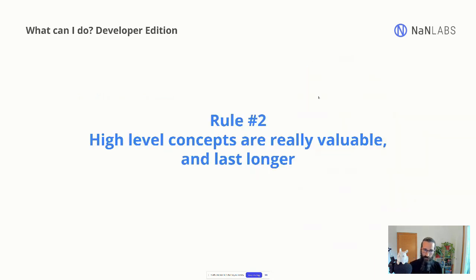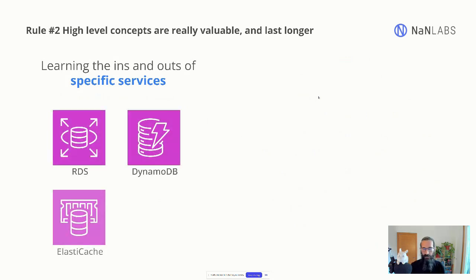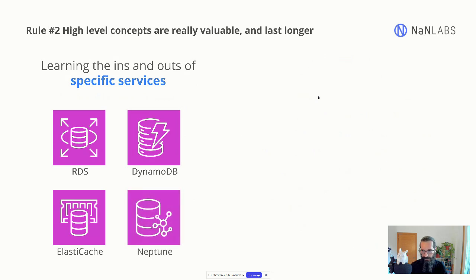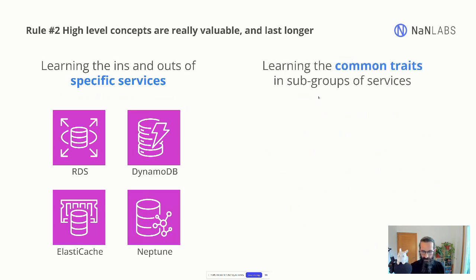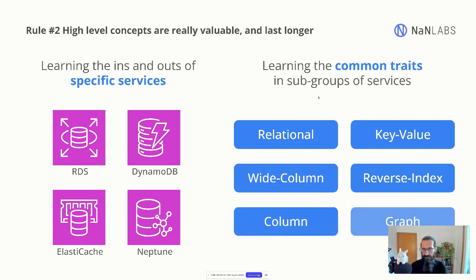So this second rule that I want to share, I kind of hinted at when I was talking about databases and features. That is, try to focus on the high-level concepts. What I mean by this, the base example I will use is the same. If we talk about specific services, we might look at things like RDS, Dynamo, Elasticache, Neptune. But the idea is I'm naming specific services that AWS implements. We can group them based on features, on some common groups. In this case, for databases, we can look at relational, key value, wide column, reverse index, column, graph.